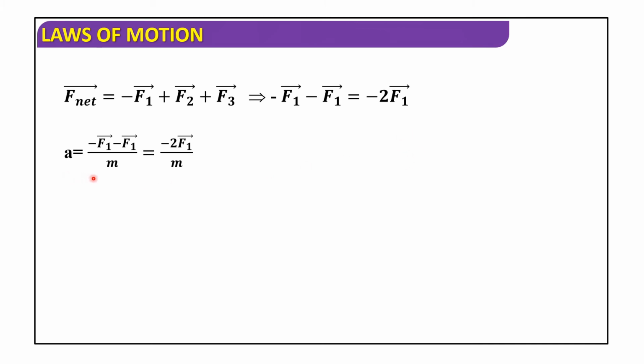So acceleration is equal to F by m. So in the place of F, minus 2 F1 by m. So acceleration is equal to minus 2 F1 by m. Okay. The answer, fourth option, is correct.